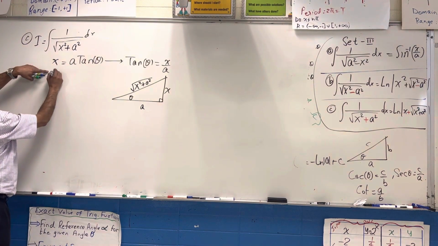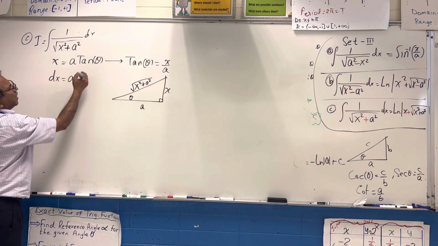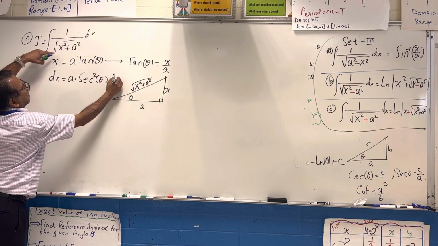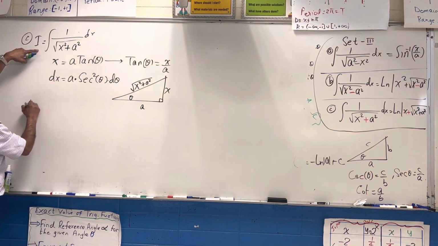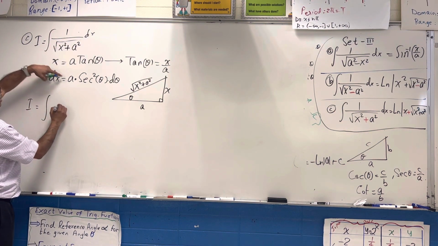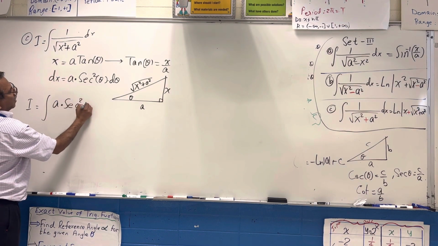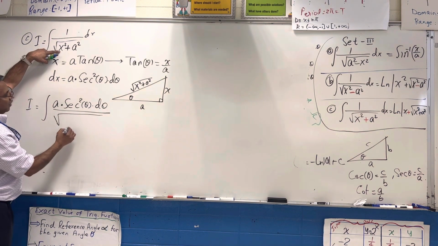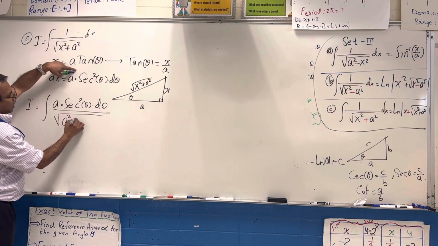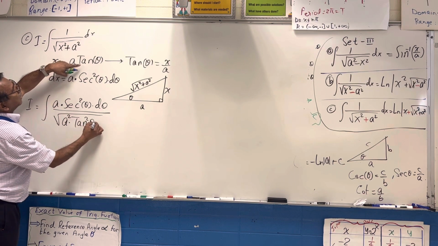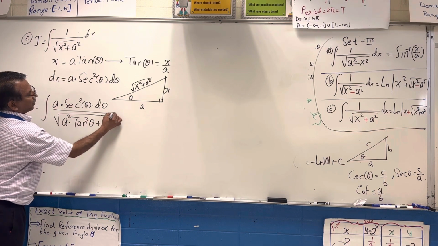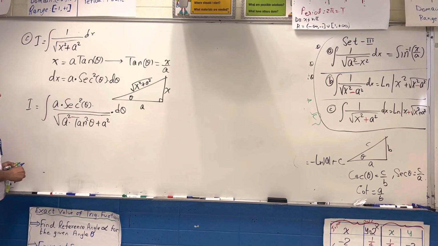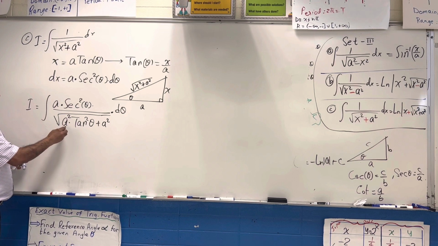Let's differentiate this. dx is a times the derivative of tangent, which is secant squared. We will replace this dx right there. So the integrand is a secant squared theta, and in the denominator we replace this by a squared tan squared theta plus a squared, right? I'll write theta separately for clarity. And again, use the undo-the-distributive-property step.